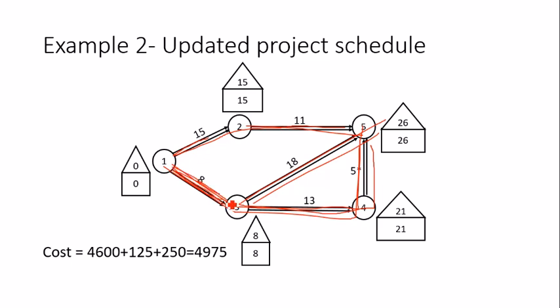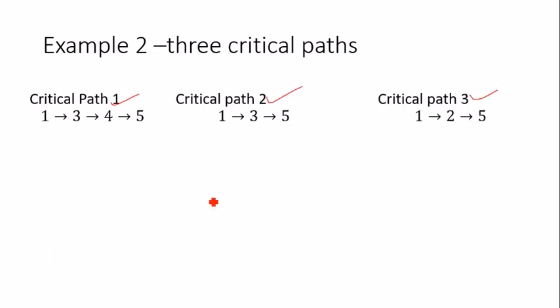So I have to take a wise decision here, because if I choose this activity 1 to 3 for crashing, then it will serve the purpose for both the paths. It will satisfy the requirement of crashing along both paths, because this is a common activity of the two paths. So that's what I'm trying to do.